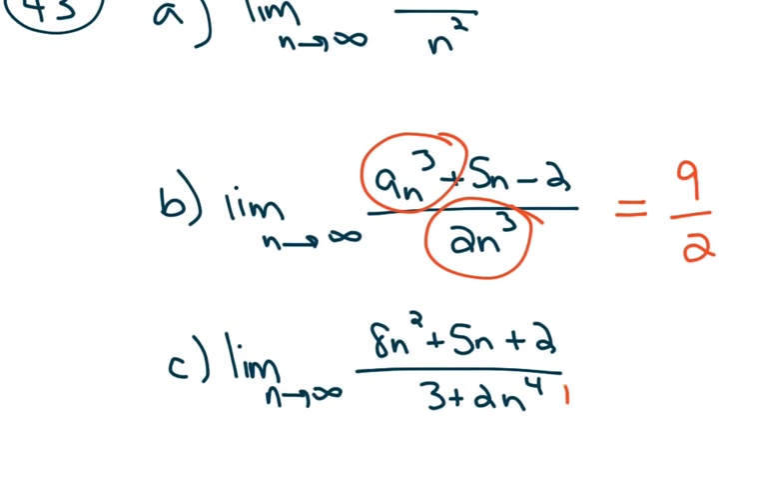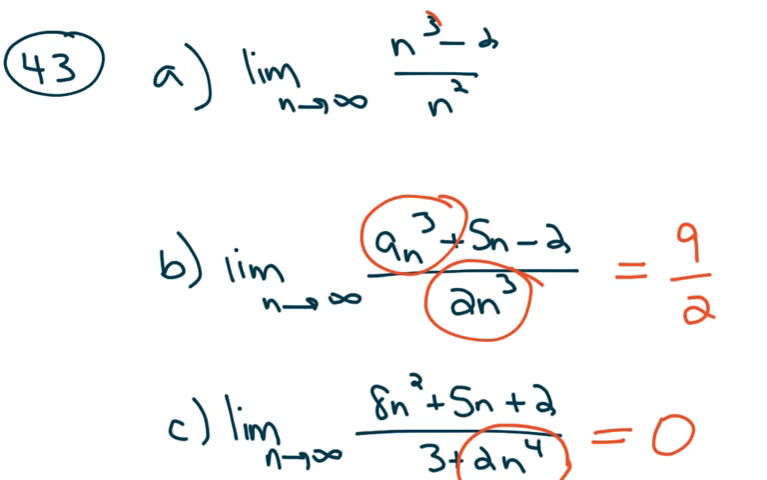However, if the larger exponent of the variable was in the denominator, the limit was 0. But if the largest exponent of the variable is in the numerator, then we said that the limit did not exist.